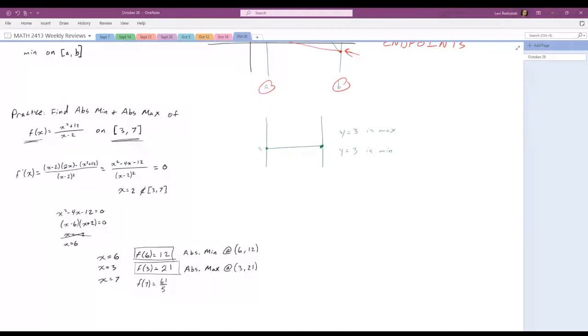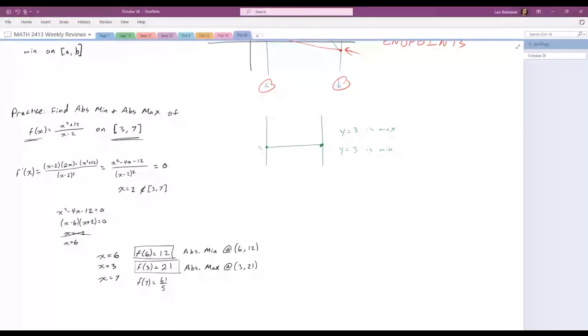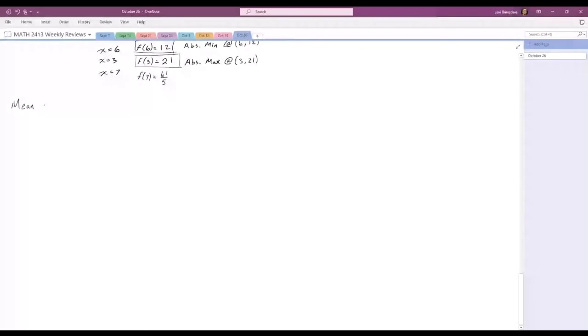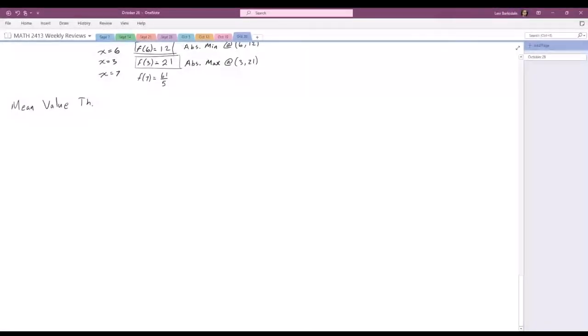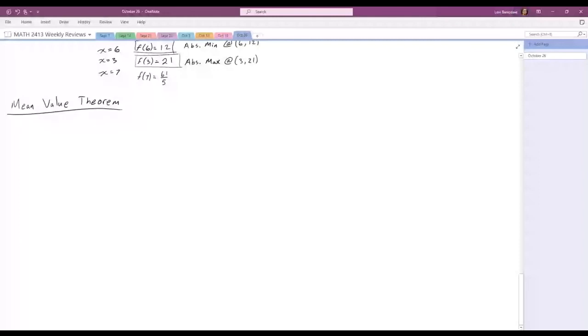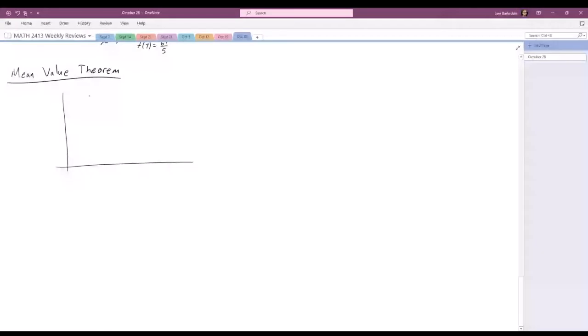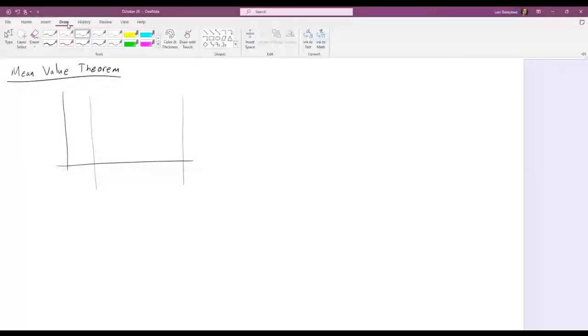Let's talk about our last topic of the day, the mean value theorem. This one's a fun one. So the mean value theorem is pretty intuitive. And what the mean value theorem says is that if we have a continuous function on a closed interval, so for example, we could have something like this.